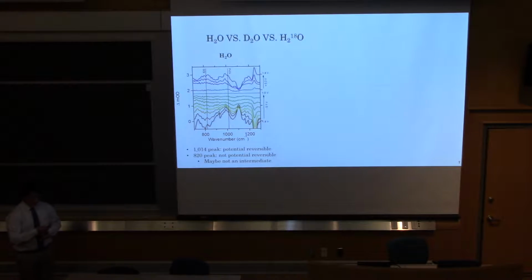So you can see here, this is our FTIR data showing wave number, or the frequency of IR light, versus absorbance. Each of these lines represents a specific potential from that graph that I showed earlier, starting at 1.8, going down to 1, and then back up to 1.8. And you can see here around this 1014 wave number, we have a small peak right here.